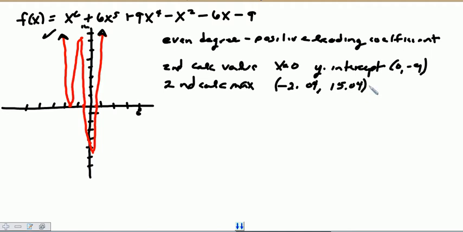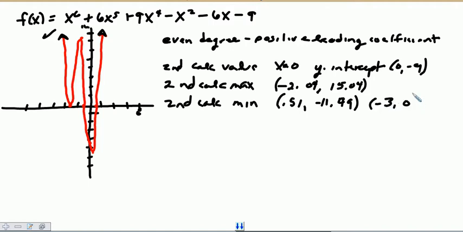I can do the same thing with minimum. I can do second calc minimum, and I get 0.51, negative 11.49 for this point right here. I have a relative minimum value here. That's also the absolute minimum because nowhere in this function does it go any lower than that. I have another relative minimum right here at this point, and that's at the point negative 3, 0.